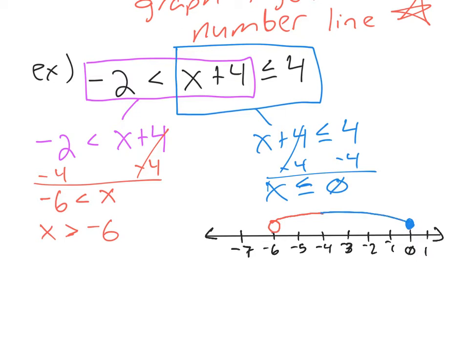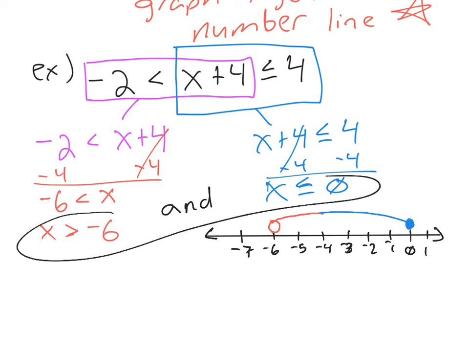They come together. All right, so when we see this in the graph, this is when we say it's an and statement. You go, oh, okay, here's my answers. I got x is greater than negative 6, and I got x is less than or equal to 0. Those are your two answers.